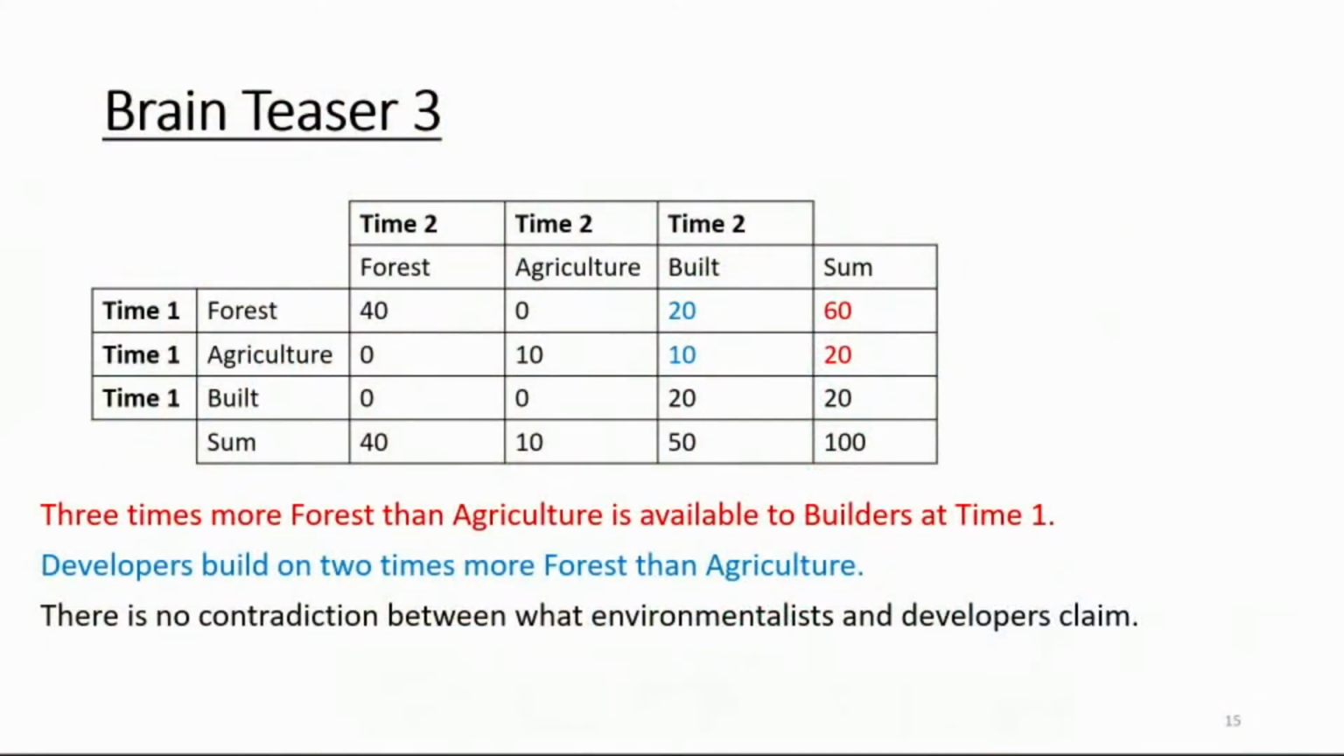In this table, the rows are the categories at the initial time, and the columns are the categories at the subsequent time. If you look at the far right column, the sum, you'll see that at the initial time, there's 3 times more forest than there is agriculture. So if developers were developing uniformly across the landscape, you'd expect them, when they develop, to take 3 times more land from forest than from agriculture. But if you look in the built column of time 2, they're only taking twice as much land from forest as they do from agriculture.